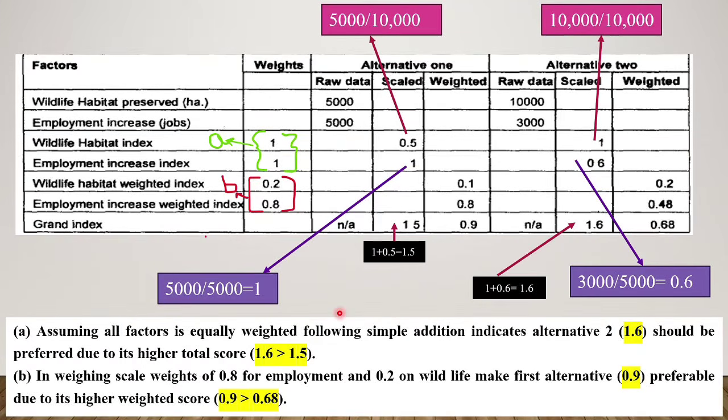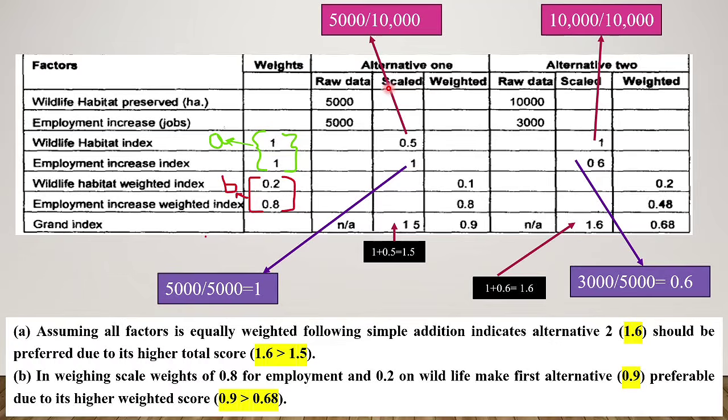So this table illustrates the scaling and weighting method applied to evaluate two alternatives based on two factors: wildlife habitat preservation and employment increase. The process involves scaling the raw data, applying weights, and then aggregating the result. So from the image you can see there are two alternatives, alternative 1 and alternative 2, and raw data is given for both the alternatives. So first of all we will go for scaling. Now how is scaling done? It is done by dividing the factor data by maximum values for both the alternatives.